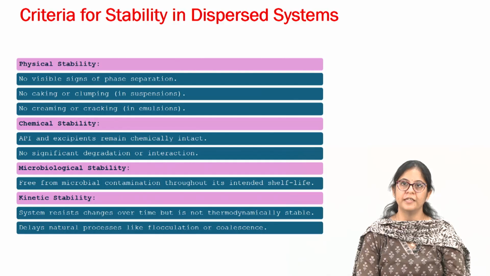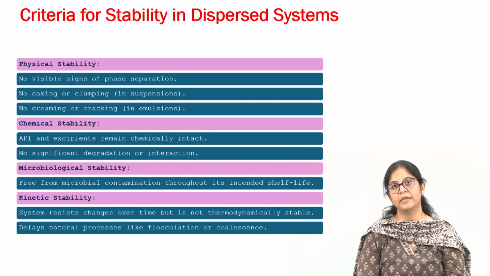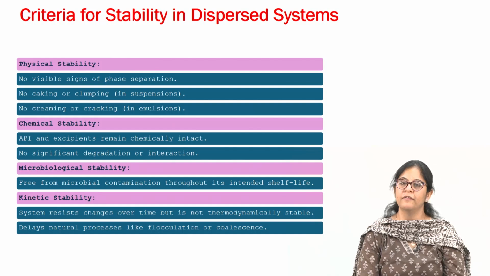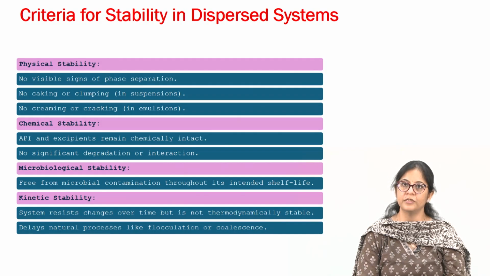Now, the criteria for stability of the dispersed phase system are evaluated on the basis of its physical, chemical, microbiological and kinetic stability. When we go for physical stability analysis, there should be no visible signs of phase separation, no caking or clumping in suspensions and no creaming or cracking in emulsions.